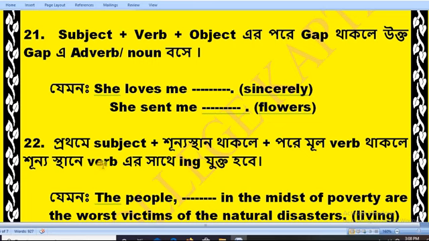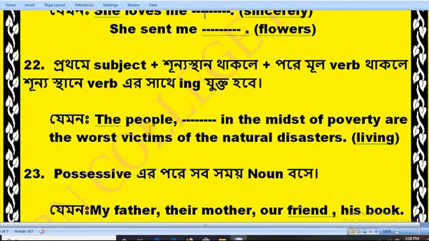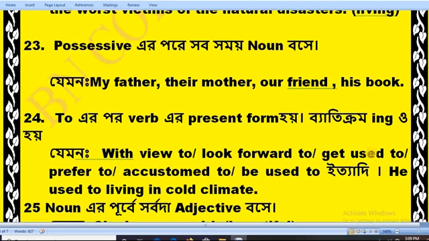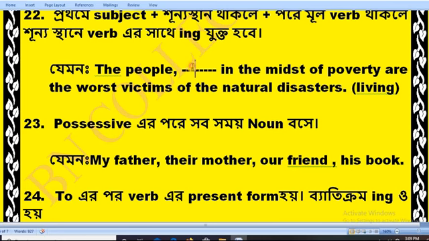Okay, now 22. If you see at first there is a sentence subject, and after the subject there is a gap, and after the gap there is also another verb. So the people, there is a gap and there is also a verb. But if you write here any verb, that verb will be verb plus ing. That means in form, the people living in the midst of poverty.